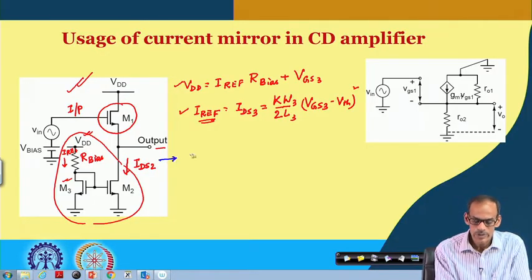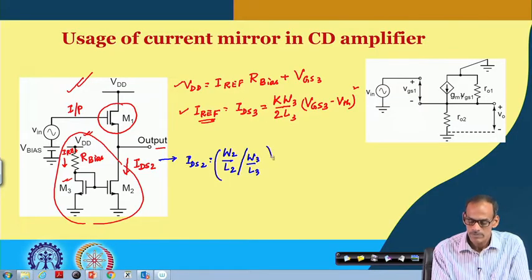So, IDS2 is, in fact, a function of W by L of transistor 2 divided by W by L of transistor 3, multiplied by this I reference current.